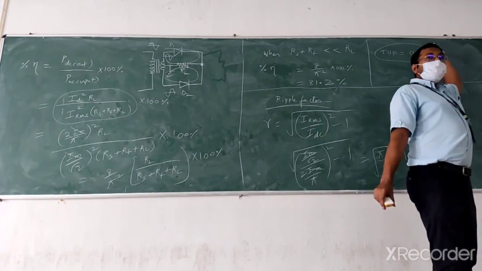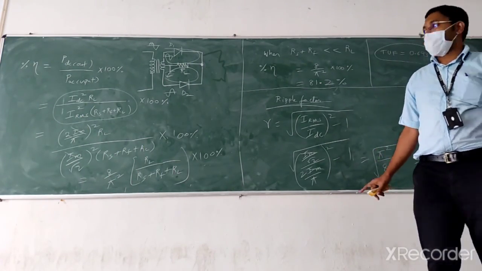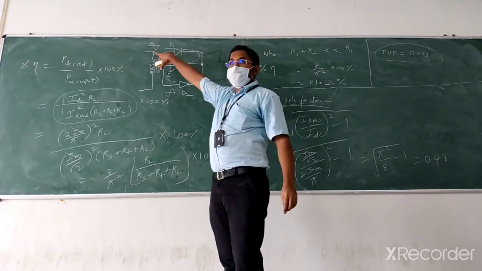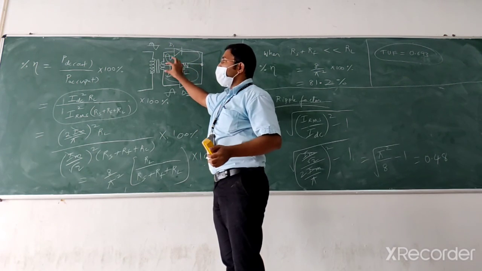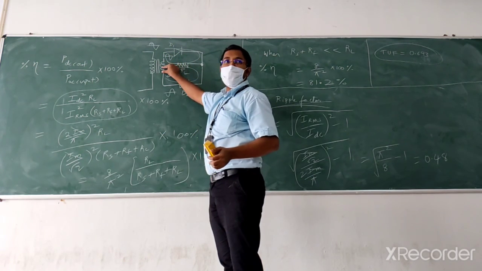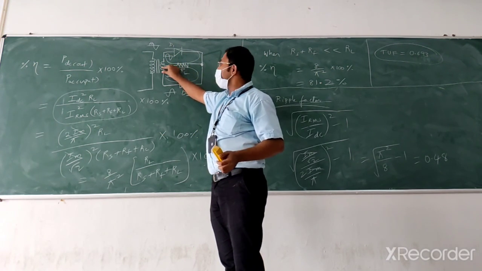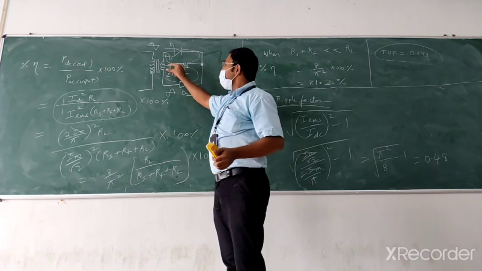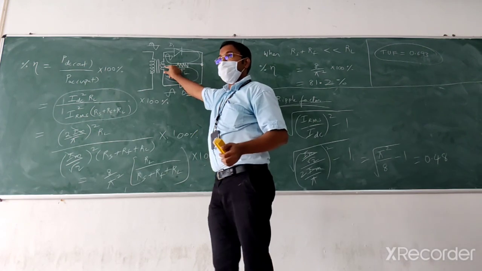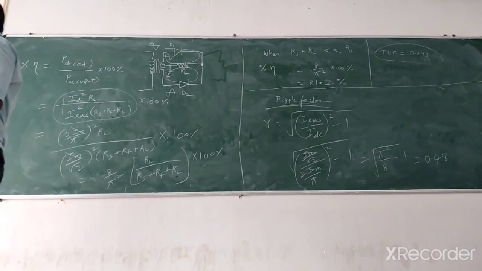Here the transformer is better utilized. Because in one half cycle this part is conducting, another half cycle this one is conducting. One half cycle this part of the transformer is conducting, another half cycle this part of the transformer is conducting, because of which the transformer is utilized better. Clear?